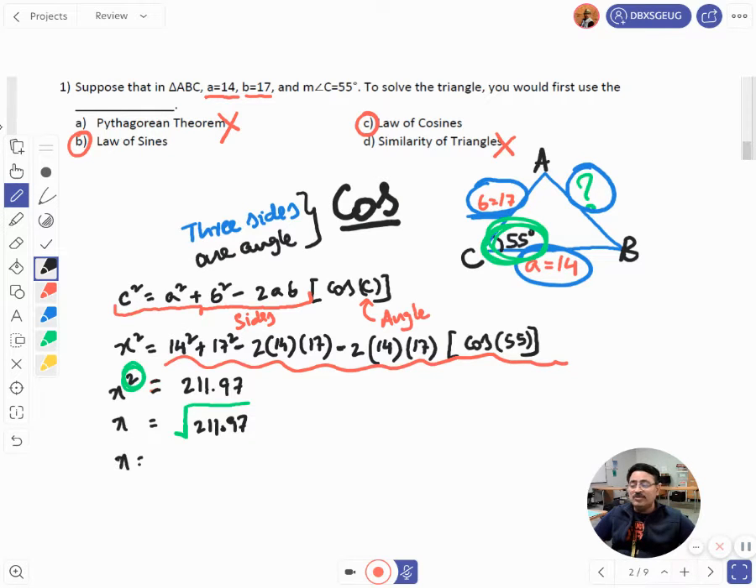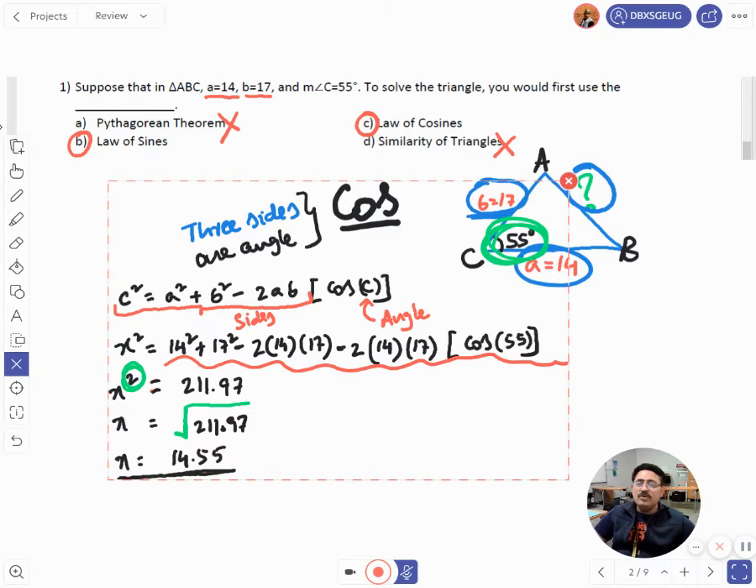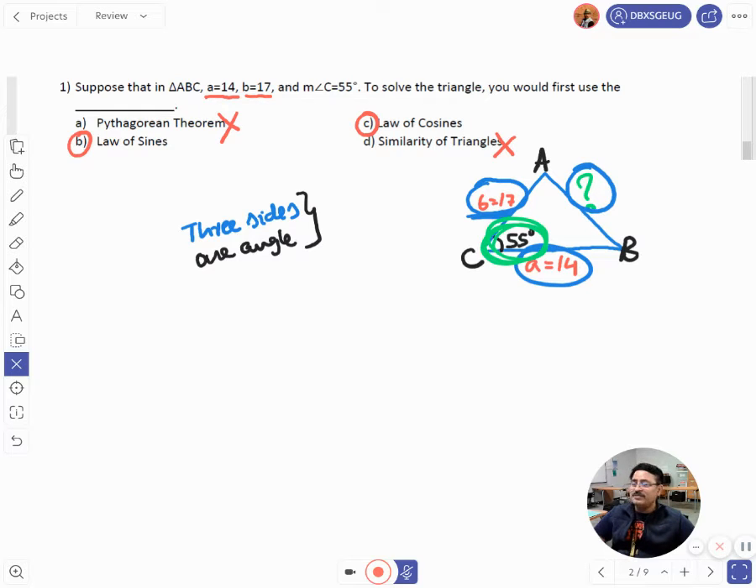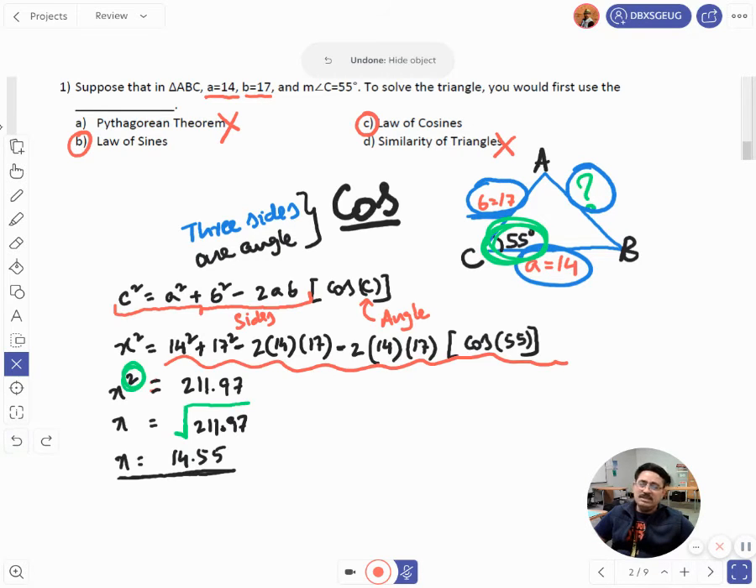So the value of x equals 14.55. Actually, in this particular question, you are not asked to find the value of AB. As I explained, the question is which one you have to use. Is it law of sine or law of cosine? Already I explained that. Here, three sides and one angle means you have to use law of cosine. Okay? But this is the extra information which I am giving you.